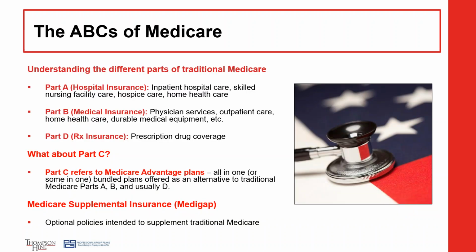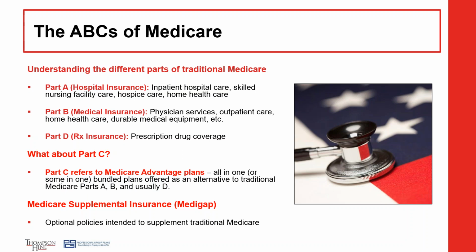That being said, let's talk about the ABCs of Medicare. Medicare has different parts. Part A is hospital insurance, generally inpatient hospital care, skilled nursing facility care, hospice care, home health care. In most cases, Part A becomes automatically applicable to folks when they reach age 65. That's not always the case, but in many cases it does.